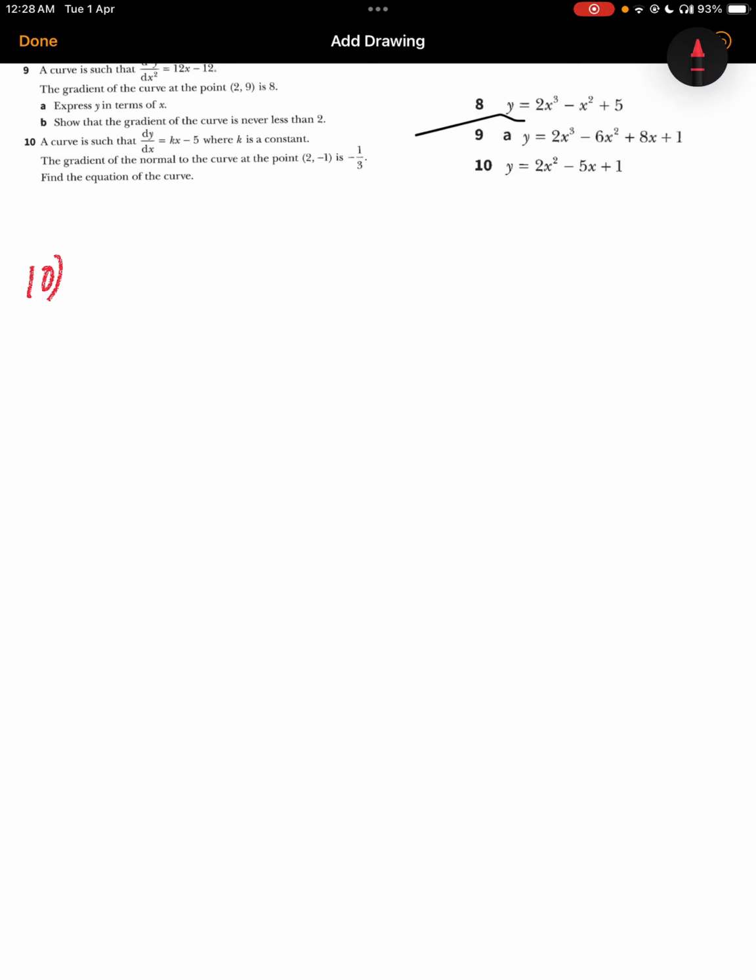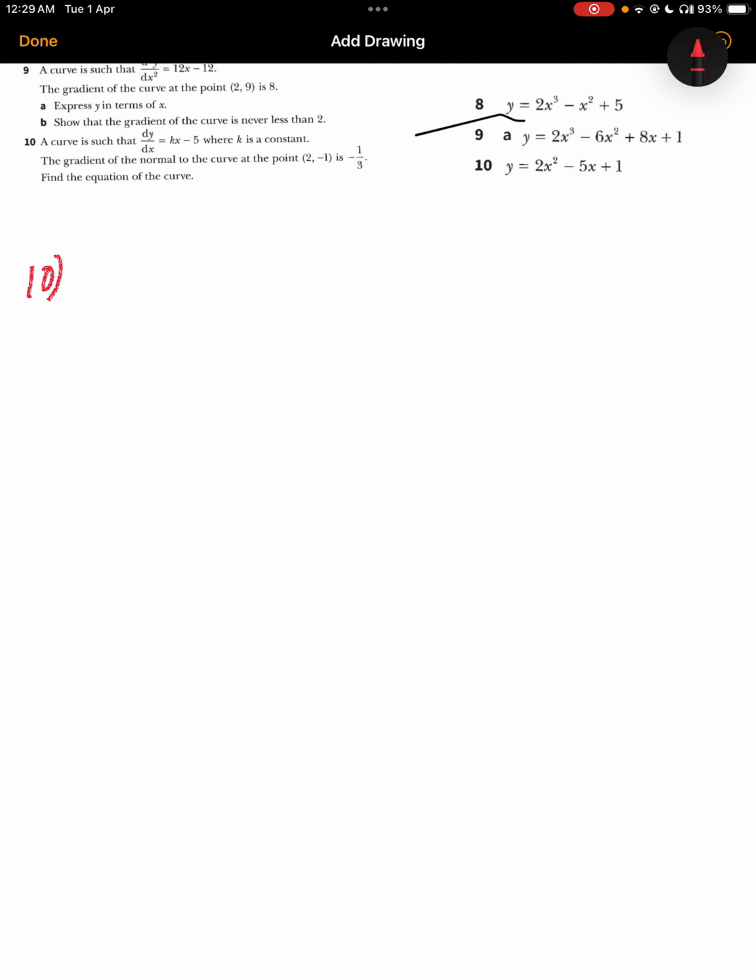So now question 10. A curve is such that dy/dx = kx - 5, where k is a constant. The gradient of the normal to the curve at the point (2, -1) is -1/3. Find the equation of the curve.